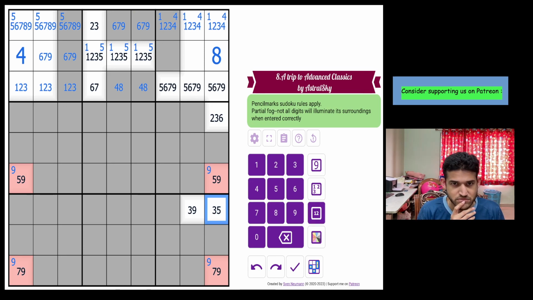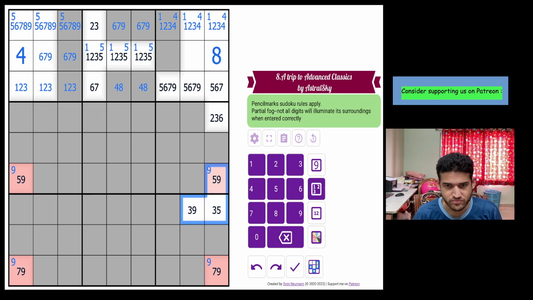All right. And you don't have a 9 here as well. 5, 6, and 7. You can't have 9 here. The reason is these 3 cells form an XY-wing.